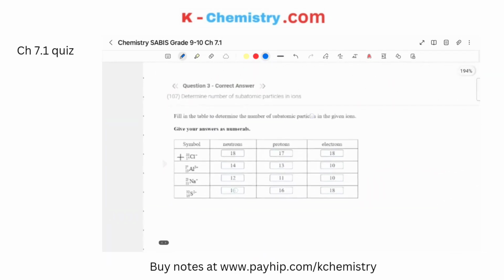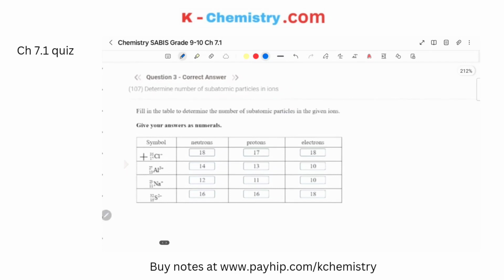So let's determine the number of subatomic particles in ions. To find the number of protons, again the protons is the atomic number, so all you have to look for is the atomic number. Here I have 17, so the protons will be 17. I have 13, so protons will be 13. I have 11, so protons will be 11, and I have 16, so protons will be 16.